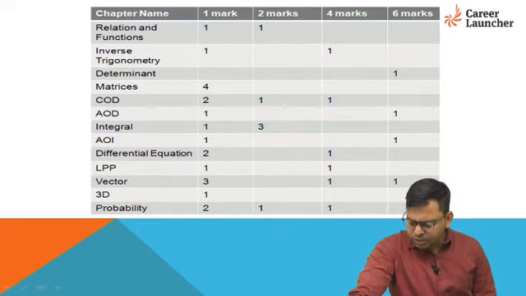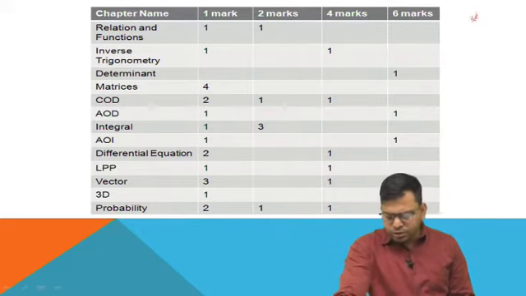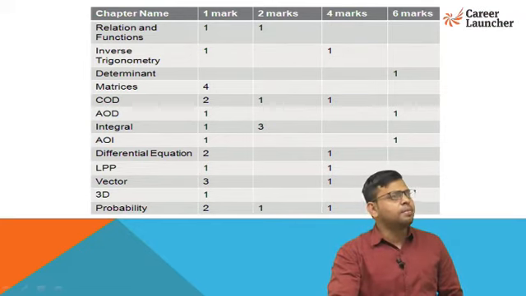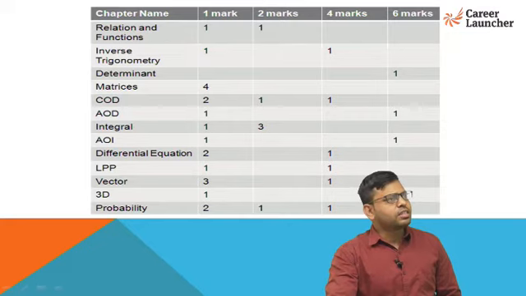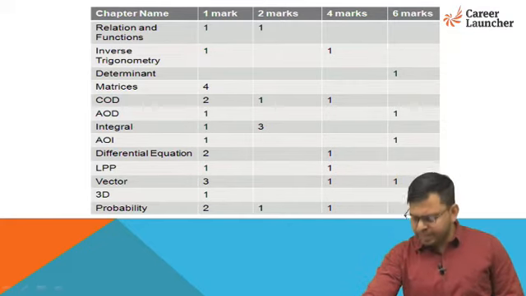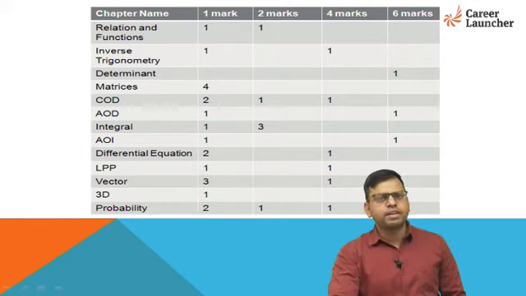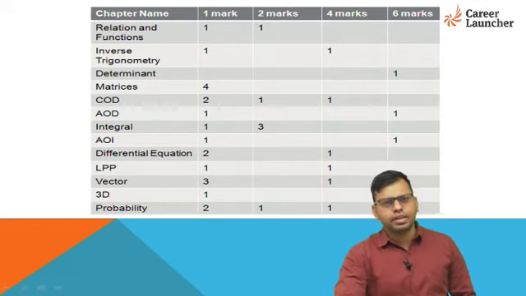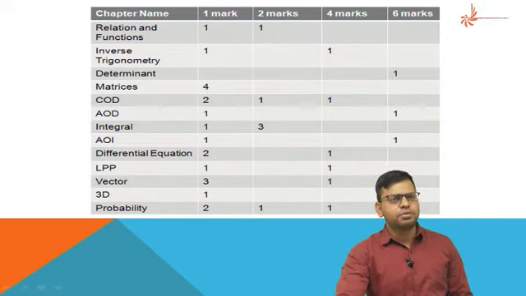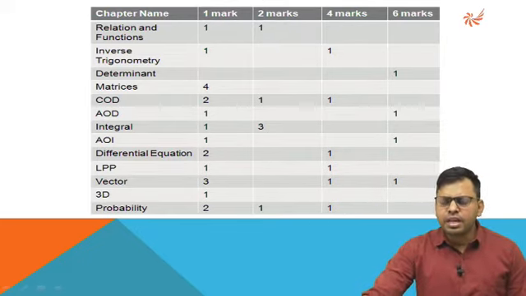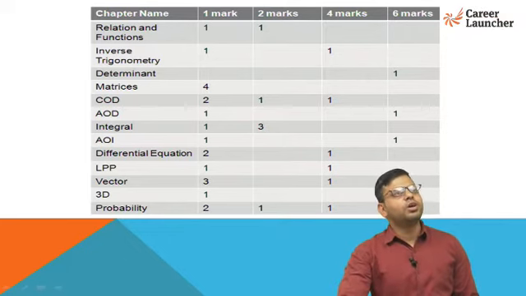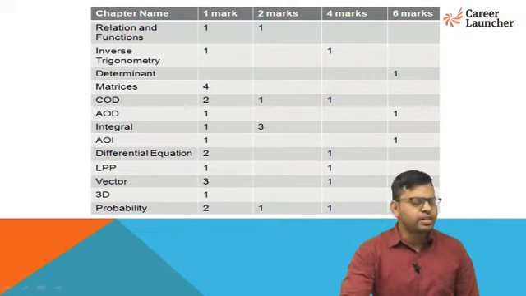The next question was: if x equals a cos theta and y equals b sin theta, you have to find the value of d square y upon dx square. Here x is a function of theta, so you find dx by d theta, and similarly differentiate y with respect to theta to get dy by d theta. If you divide them, you get dy by dx. Then you differentiate again, and you will get the answer.